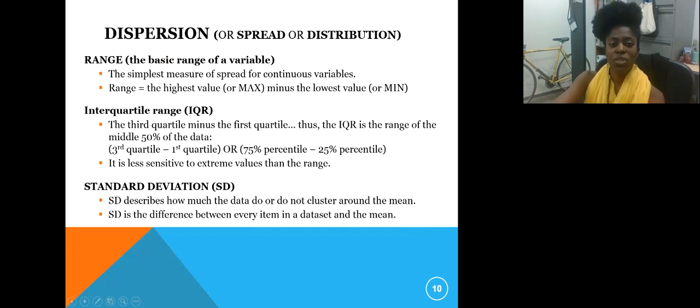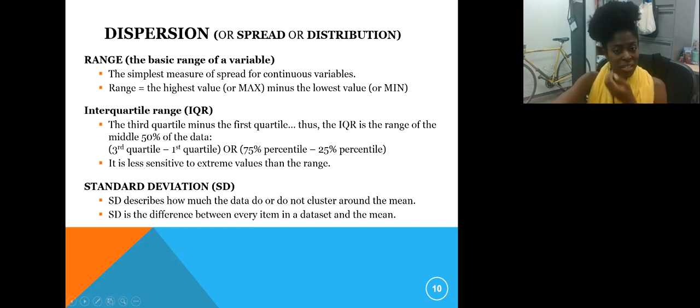All right, so then we do IQR, we do standard deviation, and note here that the IQR is the third quartile minus the first quartile. Again, it's a range, right? Just like we see range here, deviation is a range too. We're going to learn what first and third quartile mean, and what 75th percentile and 25th percentile mean.